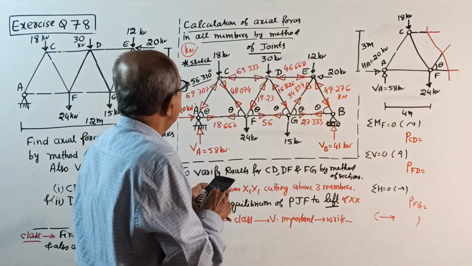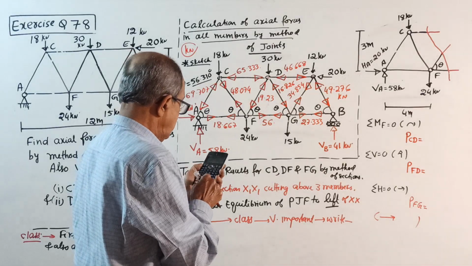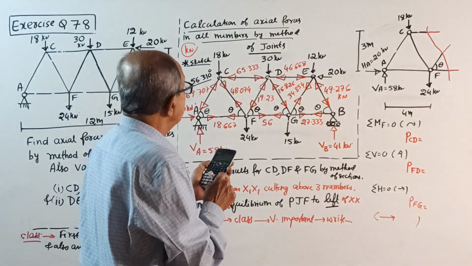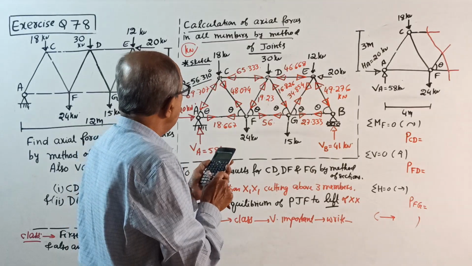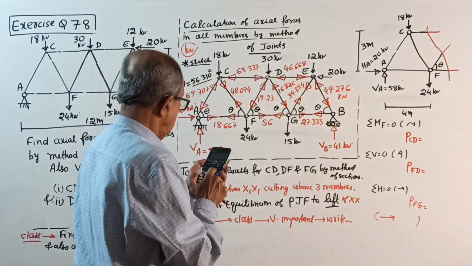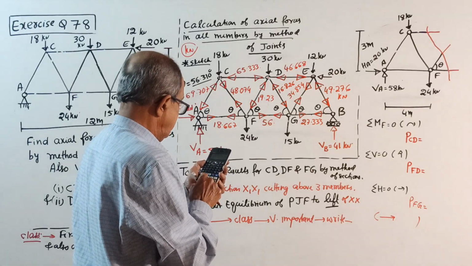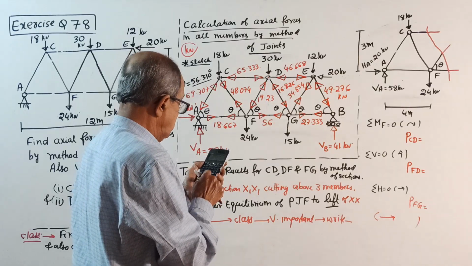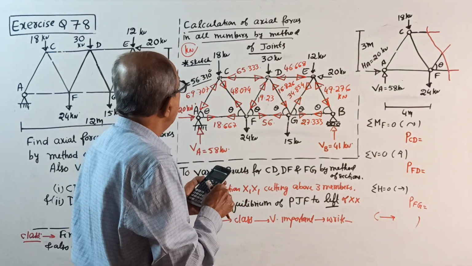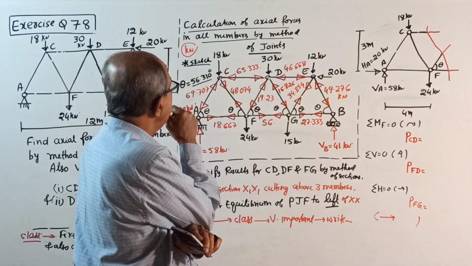Horizontal equilibrium. 65.333 plus 19.23 into cos 56.31. They are the two forces, minus 0, 75, not possible. 65.333 plus 19.23 into cos 56.31 is 75. No, something wrong there. 75 means equilibrium is not maintained.